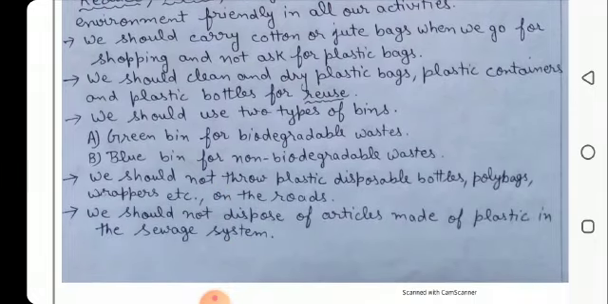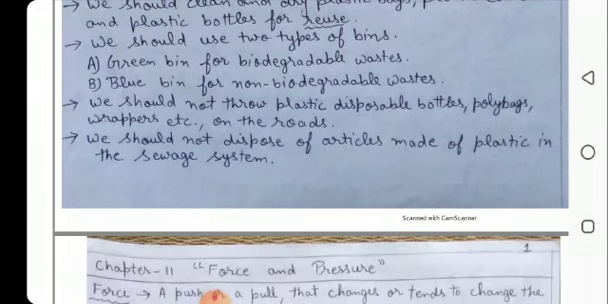We should use two types of bins: a green bin for biodegradable waste and a blue bin for non-biodegradable waste. We should not throw plastic disposable bottles, polybags, wrappers, etc. on the roads. We should not dispose of articles made up of plastic in the sewage system.